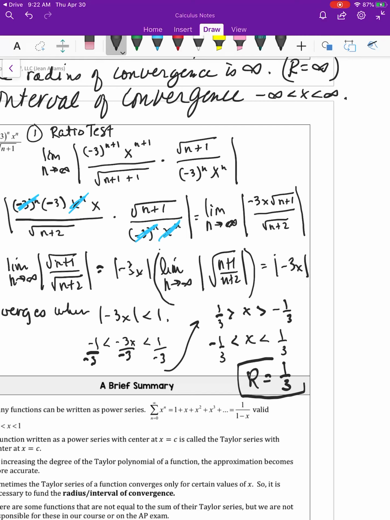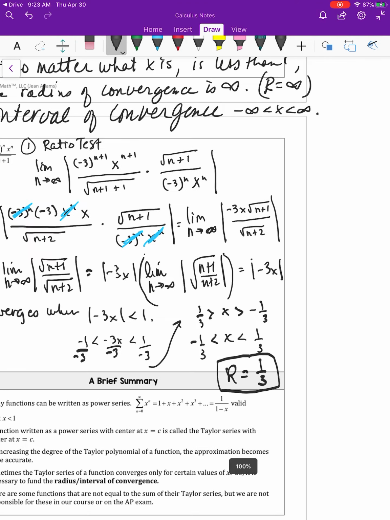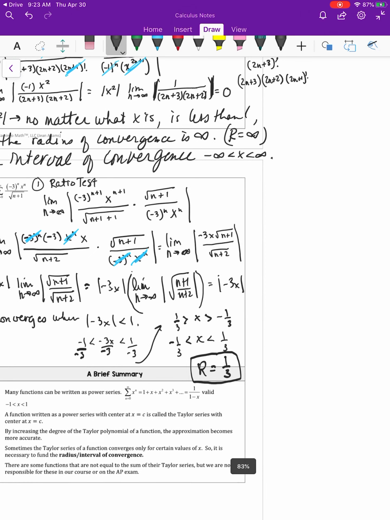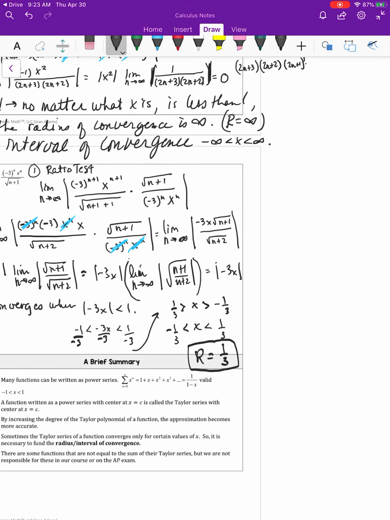And this is your possible interval of convergence, right? Our radius is 1/3. Radius of convergence is 1/3. That you can see once you've written that, because it's going to go from 0 to 1/3, 0 to negative 1/3. So the radius is 1/3. Now we have to check our endpoints.